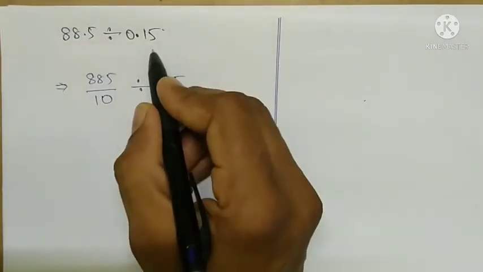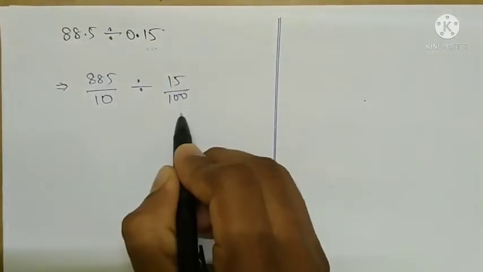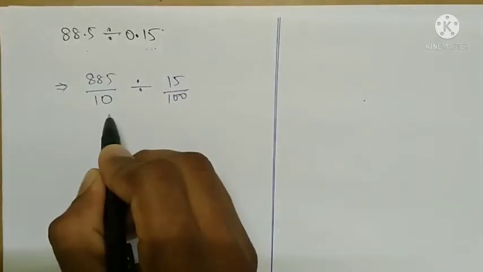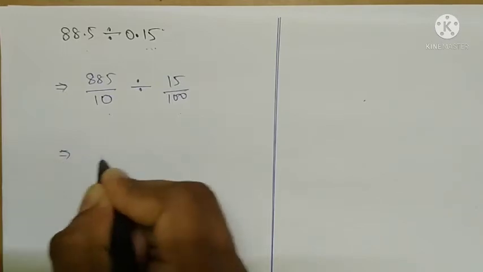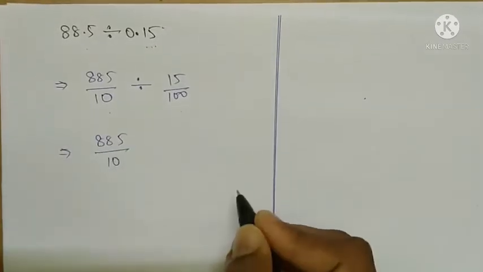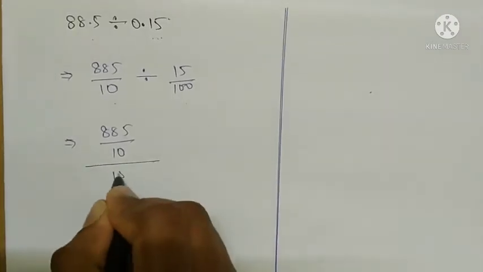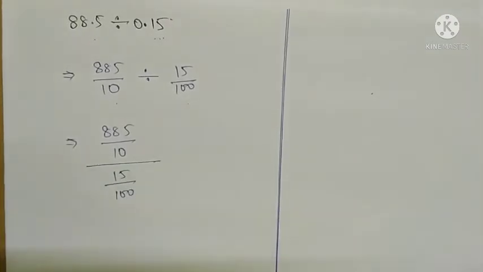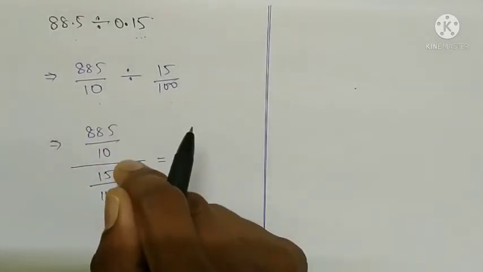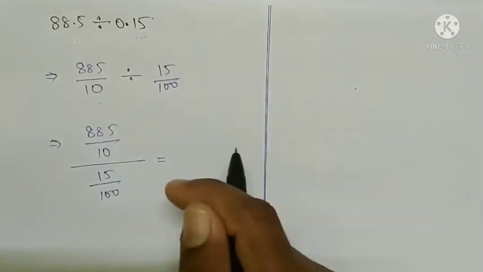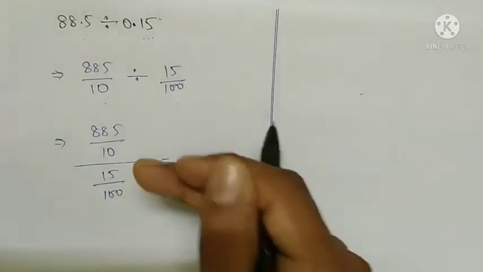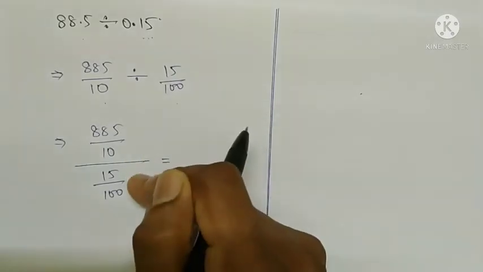So here how many decimals are there? 2 decimals means the denominator is 100. And here how many decimals? 1 decimal, the denominator is 10. So that is equal to 885 by 10 divided by 15 by 100. In this division process the denominator is reciprocal, right? The reciprocal form of the denominator is 100 by 15.